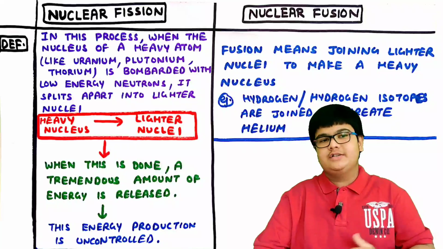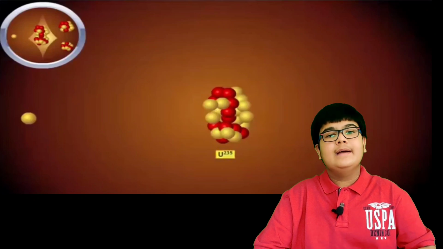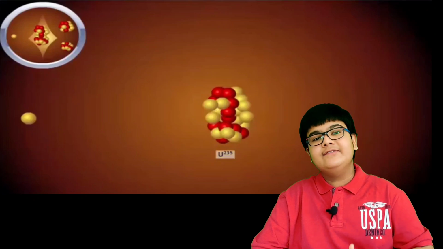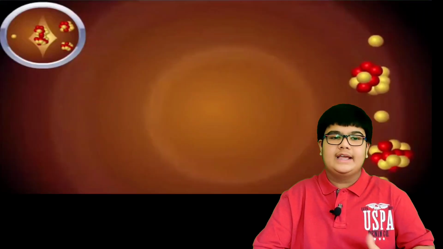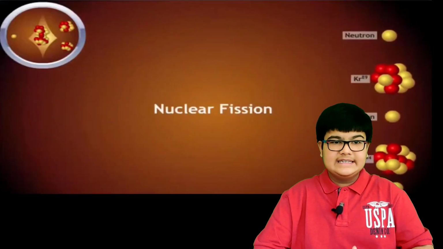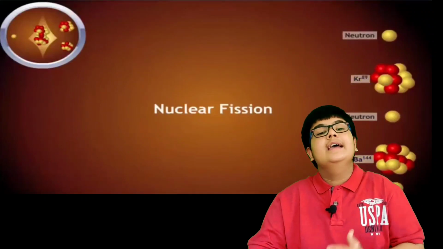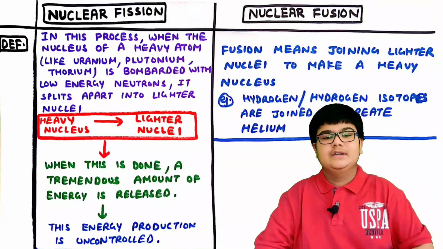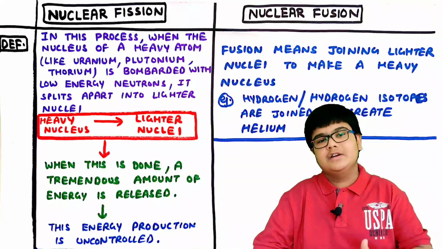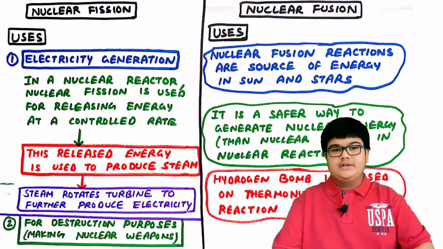First, nuclear fission. In this process, when the nucleus of a heavy atom like uranium, plutonium and thorium is bombarded with low energy neutrons, it splits apart into lighter nuclei. So in this process, a heavy nucleus splits into lighter nuclei. When this is done, a tremendous amount of energy is released. This energy production is uncontrolled. Now let us see the uses of nuclear fission.